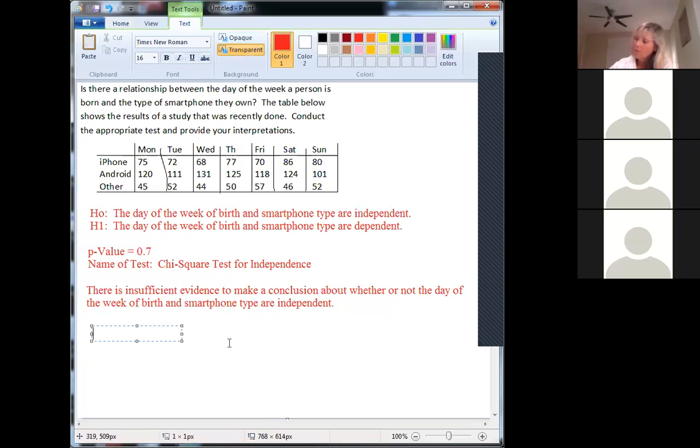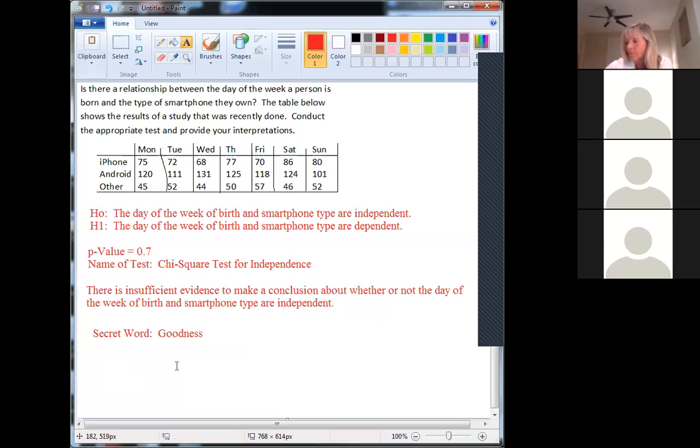All right, so let me give you the secret word of the week. And it is goodness. Because we've talked about the goodness of fit test. And I thought goodness is a nice word.